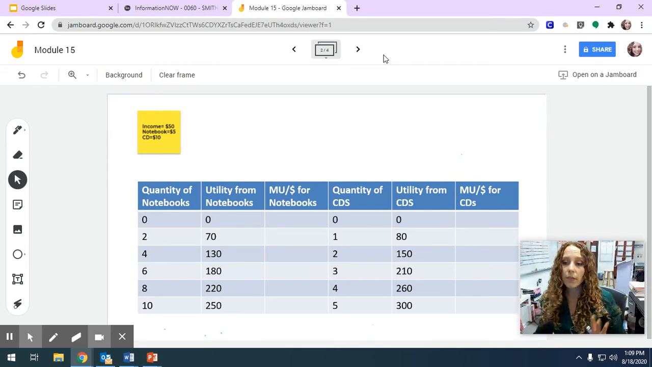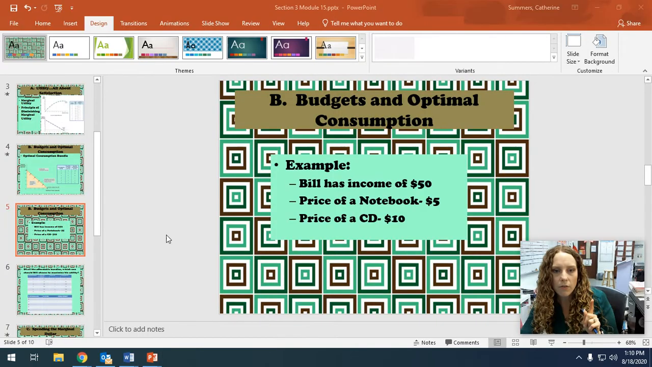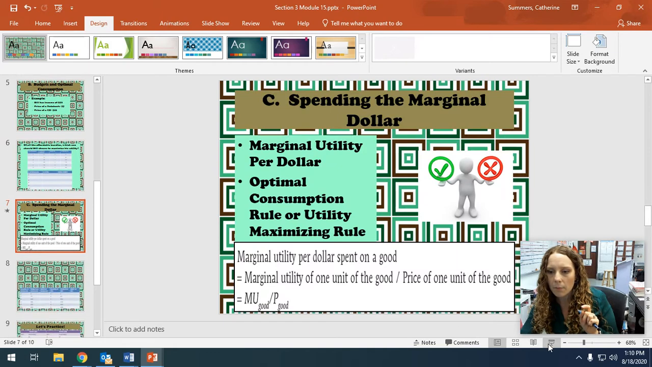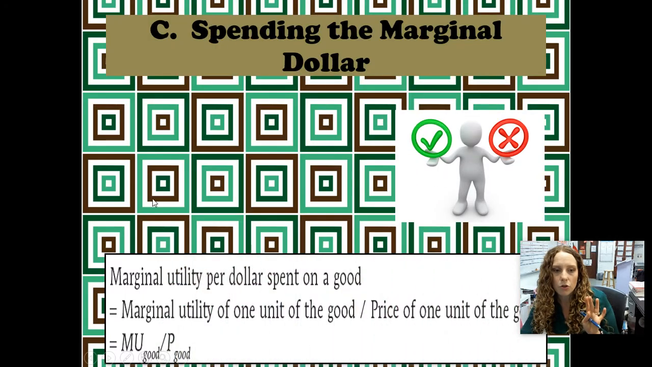So here again is essentially the same information, still with our little note here just to remind us the total income is $50, the notebook is $5, and the CD is $10. Now, let's talk about the concept of marginal utility. So I'm going to go back over here. Let's go back to our notes before we did that, and let's talk about this concept of marginal utility.